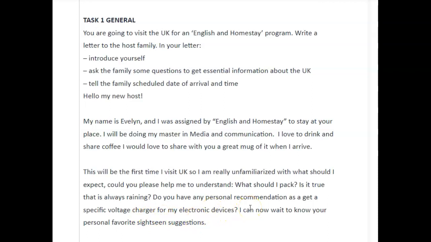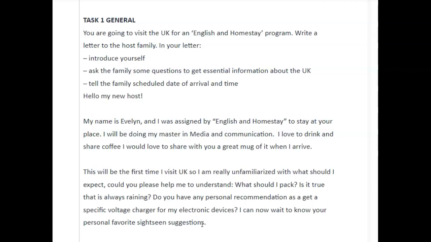Okay, so let's talk about this a little bit. I didn't understand this sentence. You're asking questions and then all of a sudden you say something about sightseeing. This is the wrong word. The word you want is sightseeing. Okay? And you definitely wanted to use a different form here. So maybe I also can't wait. Or if you want to be formal, I also cannot wait to hear your personal favorite sightseeing suggestions. I think this is what you mean.